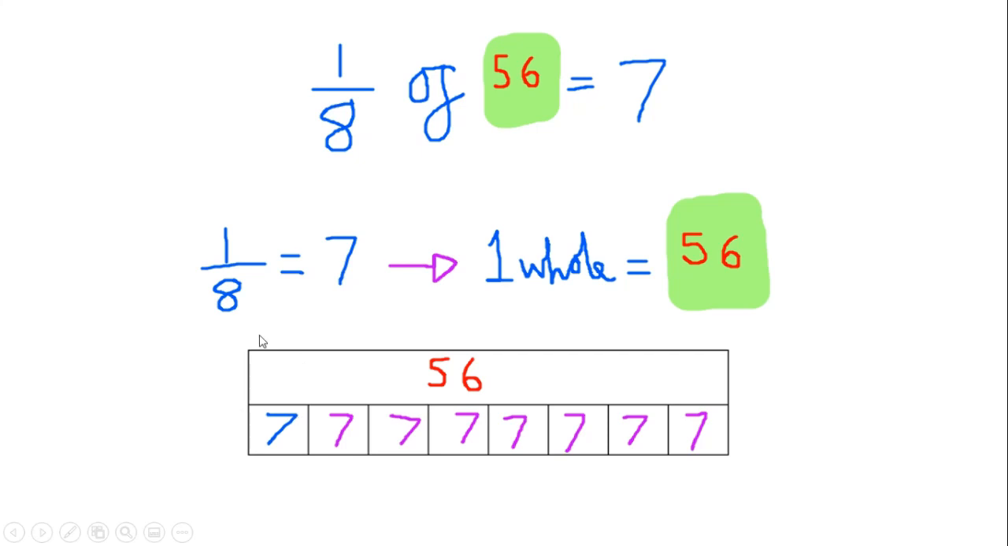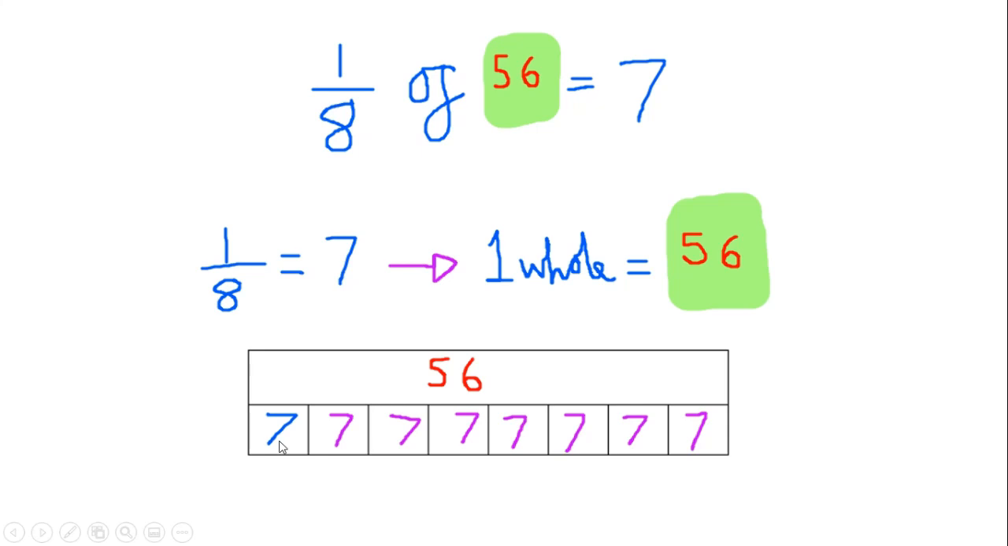And I chose to put 8 parts because the denominator tells me how many parts to divide the whole into. So if you can see here, I've got 1, 2, 3, 4, 5, 6, 7, 8. The question told me that 1/8 was worth 7. So I put 7 in one of the boxes.